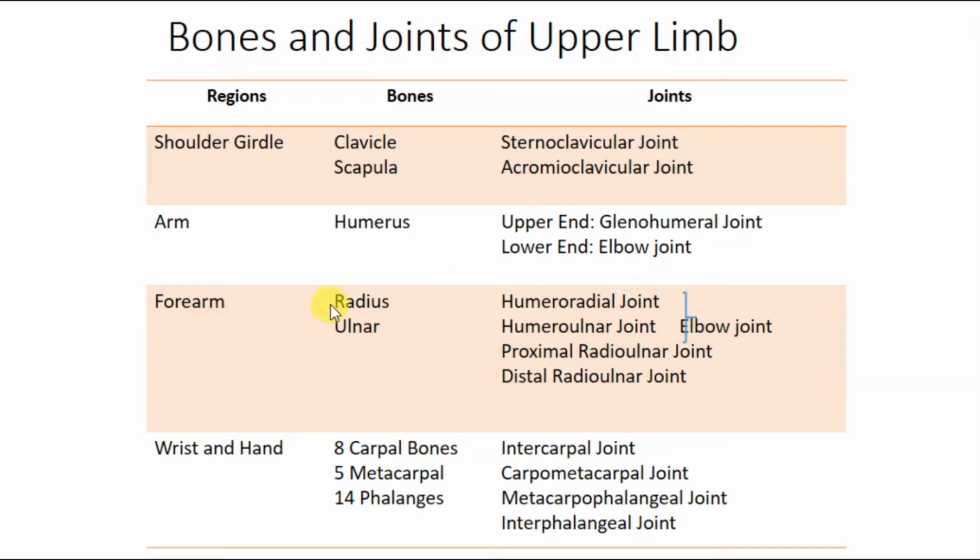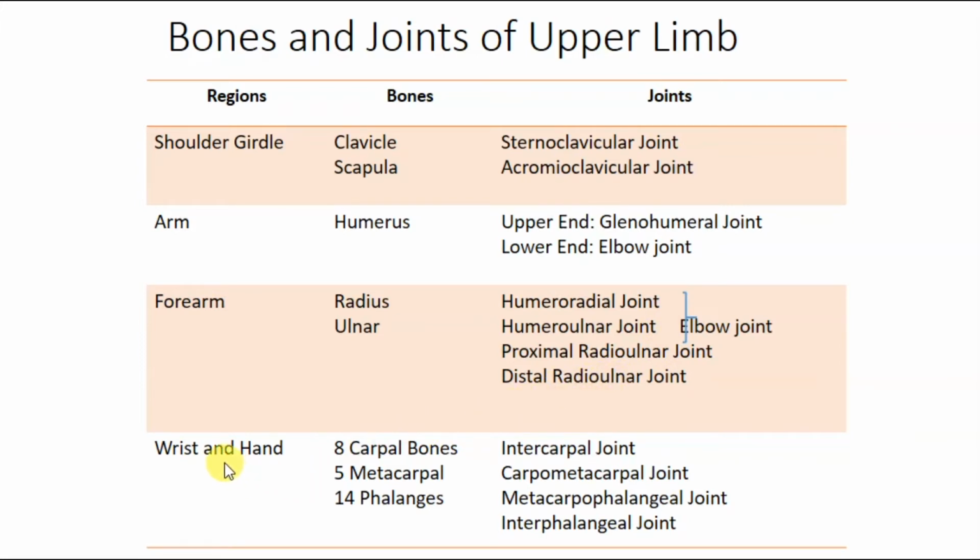In the region of the forearm, we have two bones, which are radius and ulna, as I told you. And then here we have the humeroradial joint, that is the joint between the humerus and the radius. We have the humeroulnar joint, that is the joint between the ulna and the humerus. These two joints together are called the elbow joint. Then you have the proximal radioulnar joint and the distal radioulnar joint. The proximal radioulnar joint is near the elbow joint, and the distal radioulnar joint is near the wrist joint.